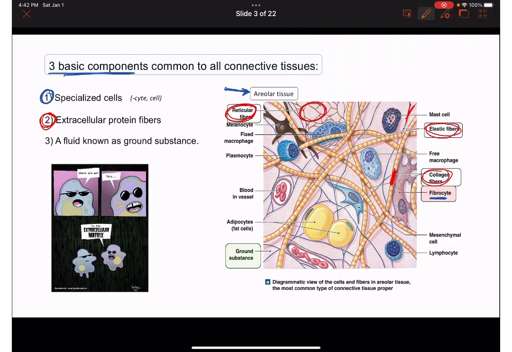And the third component, common to all connective tissue, is a fluid known as ground substance. And all of this empty space in this diagram is ground substance. And as you would guess, ground substance is mostly water. It's a fluid that's mostly water. And loose connective tissues like areolar tissue here is going to have a lot of ground substance. Whereas dense connective tissues like dense regular and dense irregular connective tissue, they're not going to have a whole lot of ground substance in them. And there are pluses and minuses to both of that.